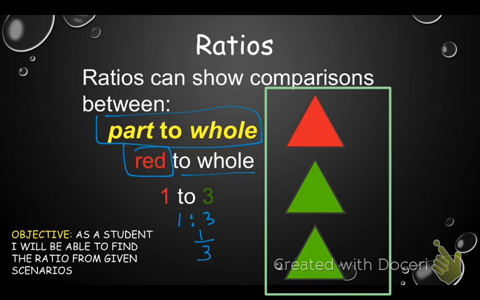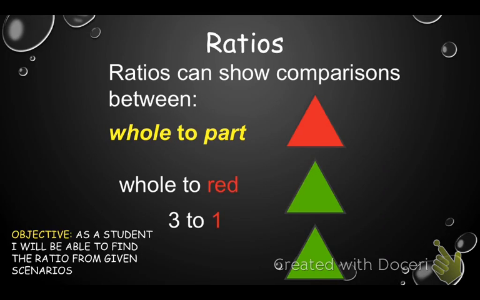Now let's do a whole to a part. So in this particular case, the whole is, oh wait, we have 3 triangles. That's the whole amount. And how many of them are red? Well, 1 of them's red. So in this particular case, whole to red, the whole is 3 and there's 1 red one, so it's 3 to 1, or 3 to 1, or 3 to 1. Ladies and gentlemen, that is a whole to part relationship.